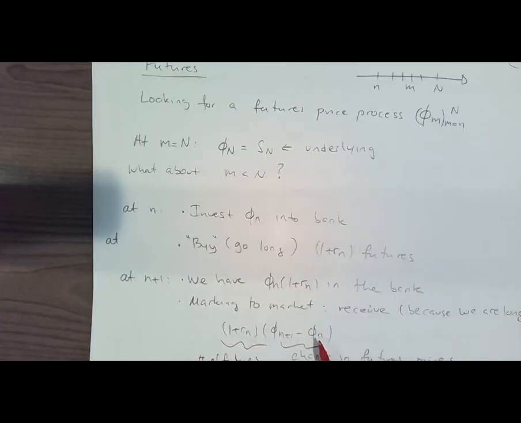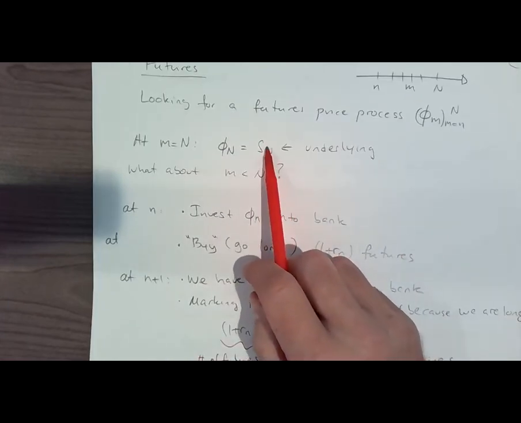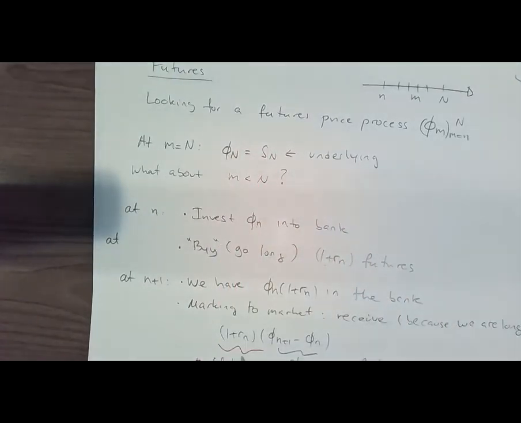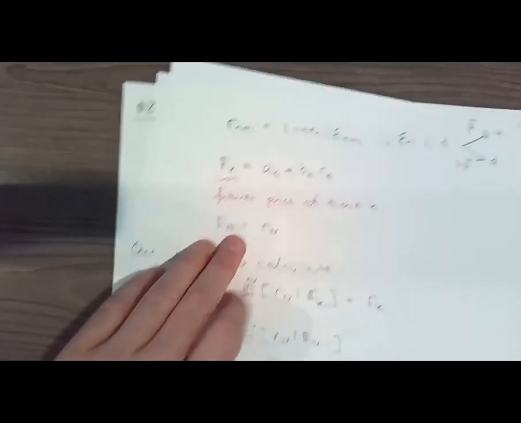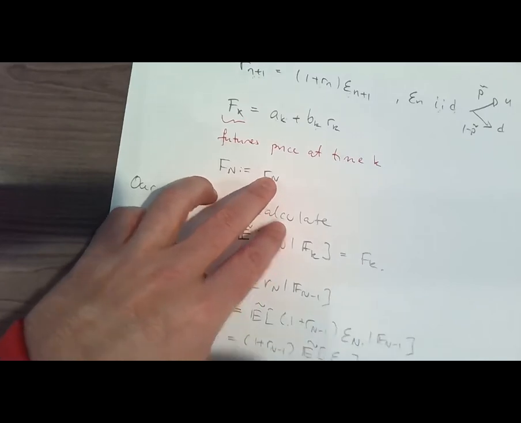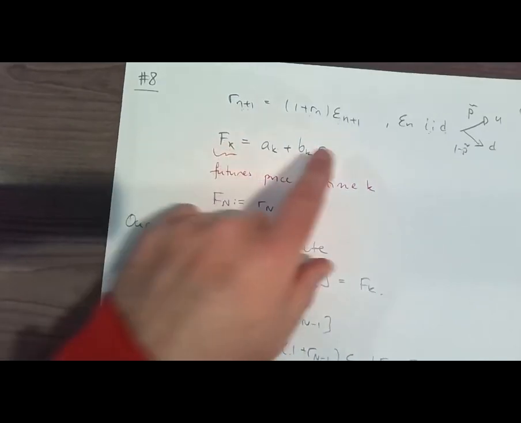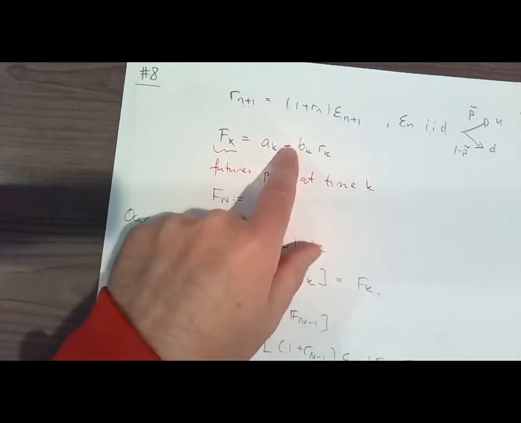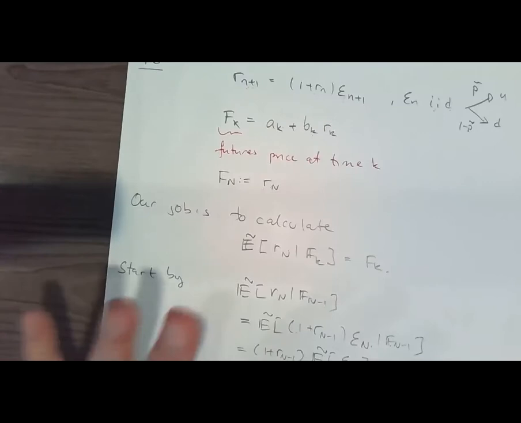Right, we don't have that phi n here is equal to S at time little n. That's not true. You only match up at the end. Right, that expression we had in the example over here. At the end, the futures price is equal to R capital N. But at earlier times, Fk is not equal to Rk. There's a correction. AK and BK are not equal to 0 and 1. It's only at the end that you have that property.